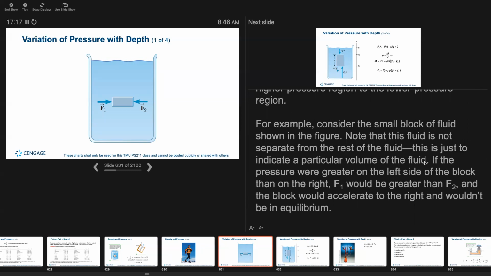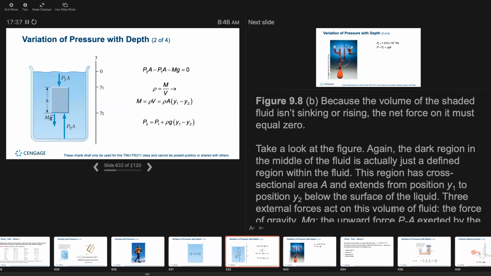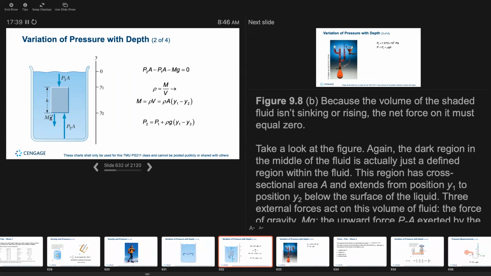Note that this fluid is not separate from the rest of the fluid. This is just to indicate a particular volume of the fluid. If the pressure were greater on the left side of the block than on the right, F1 would be greater than F2 and the block would accelerate to the right and wouldn't be in equilibrium. So let's consider this figure. Because the volume of the shaded fluid isn't sinking or rising, the net force must be equal to 0.